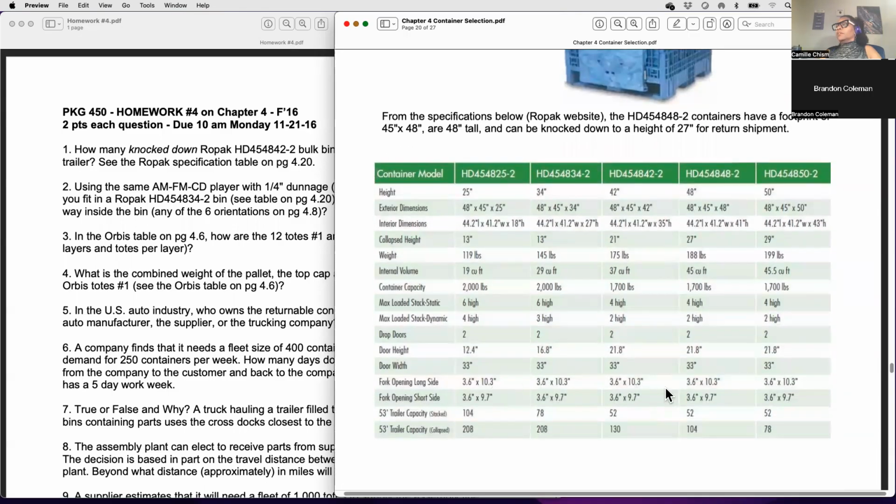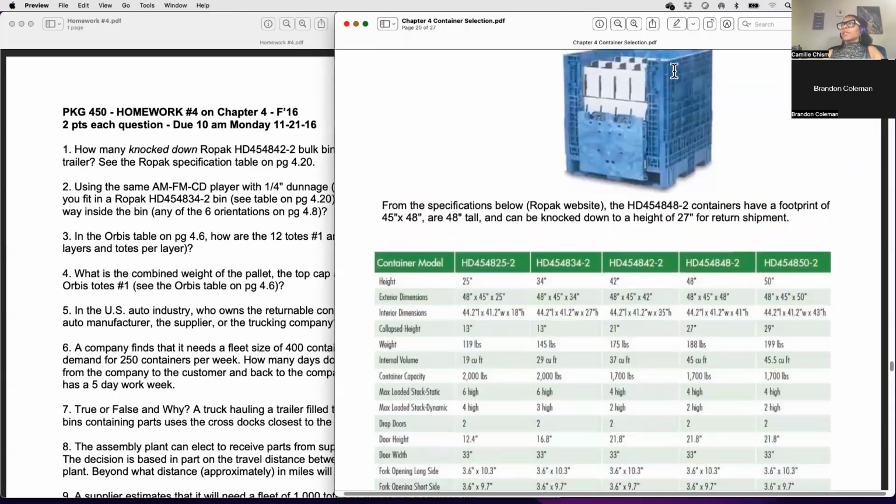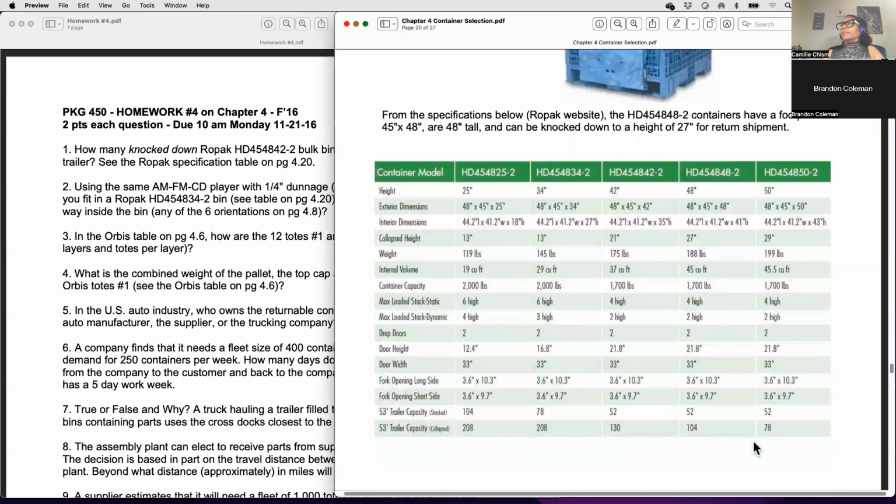And then you can see what your fork opening is. This is good for people to know what type of fork trucks to have. If they have certain fork trucks, maybe certain bins won't work in their facility, or maybe they have to get the fork trucks modified, that kind of thing. And then you have the capacity in the trailer. It tells you the 52, which is what we just calculated. That's a standard. Or if you have a 53-foot trailer and they're collapsed, you can see now you can get 78. So where you get 52 of these full of parts, and not broken down, when you break them down, you can now get 78 parts per trailer. And the same thing for all of these.